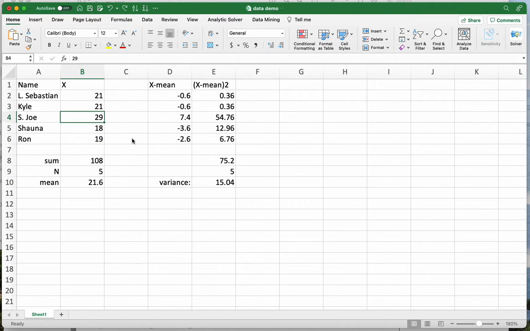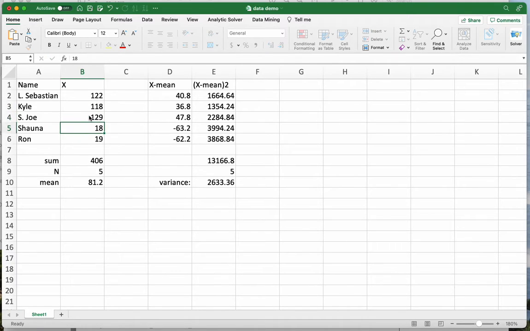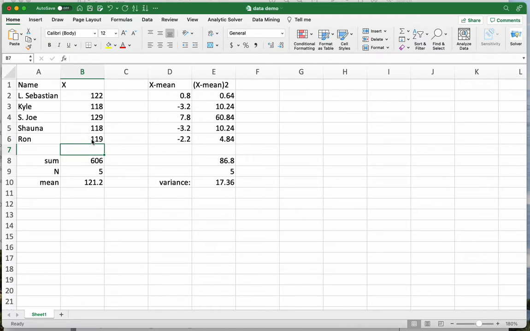By the way, I'm hitting Control-Z or Command-Z here to do all this undoing. We're back to the original scores. How about I add 100 points? Mean's 21.2, variance is 17.36. But I'm going to add 100 points to everybody's score. So it's 122, and 118, and 129, and 118, and 119.